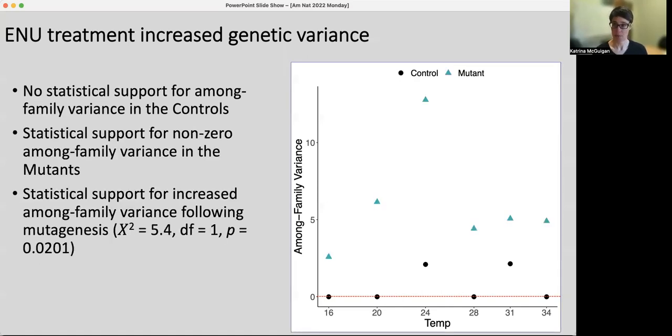In contrast to that, when we look at the variation among the 50 mutant families, we have strong statistical support from multivariate analysis for the presence of mutational variance, and we also have support for a statistically significant difference in the magnitude of among family variance between the mutant and control. For this univariate presentation, with just the variance at each of the temperatures, in the mutants only, the variance at 24 degrees was significantly distinct from 0, which didn't survive multiple testing correction. But from the multivariate analyses, we had really strong evidence that there was among family variance in swimming performance.